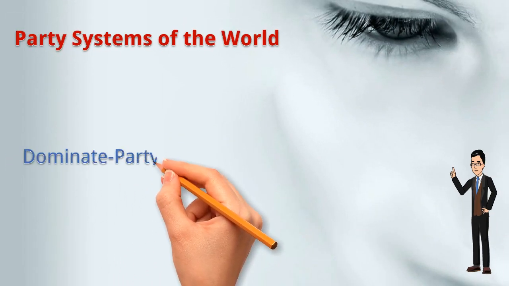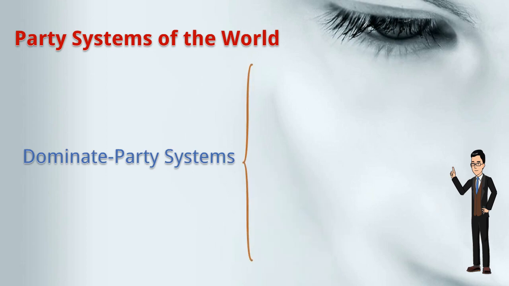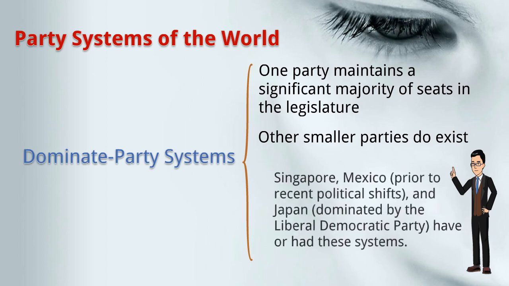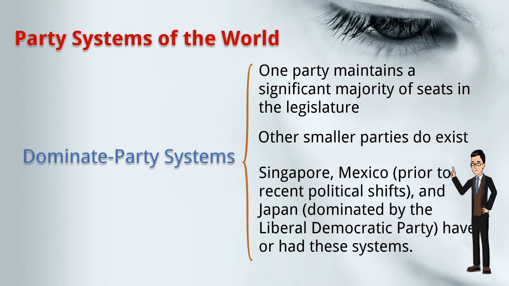Dominant party systems exist in countries where a single political party consistently maintains a significant majority of seats in the legislature and a stronghold on power. These systems often arise due to historical, cultural, or institutional factors that contribute to the dominance of a particular party. Examples of dominant party systems can be seen in countries like Singapore, Mexico prior to recent political shifts, and Japan, dominated by the Liberal Democratic Party. While opposition parties may exist and compete, the dominant party often enjoys a significant advantage in resources, media access, and electoral support.